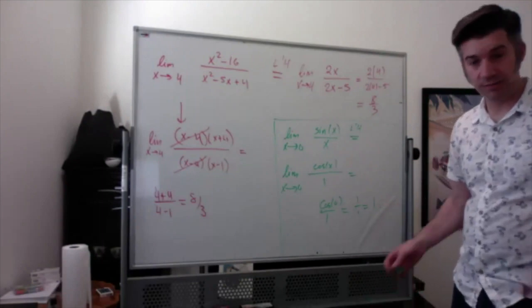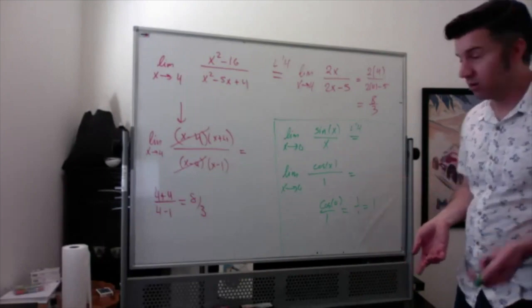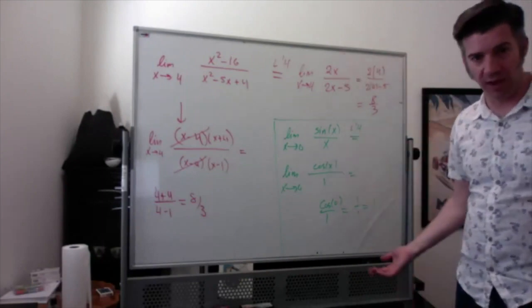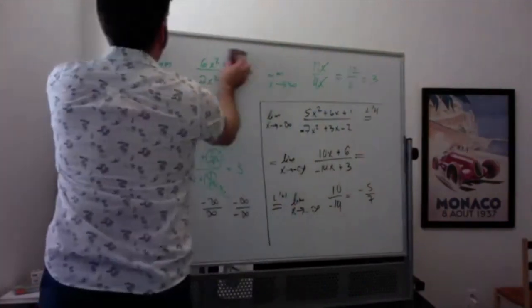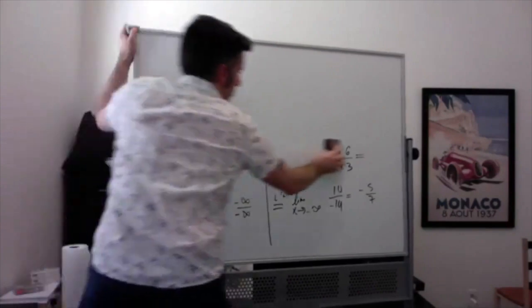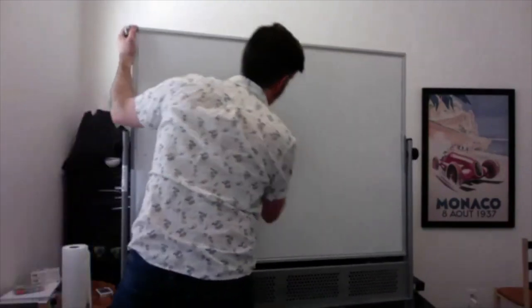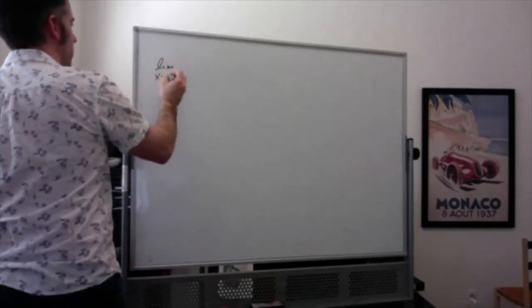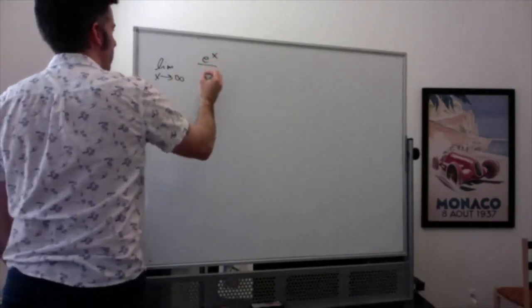So it totally works. It also works for things that we actually need it for, right? So these are all examples that we could have done without L'Hopital's rule, but there are plenty of functions where we actually do need L'Hopital's rule. For example, how about the limit as x goes to infinity of e to the x over x squared?